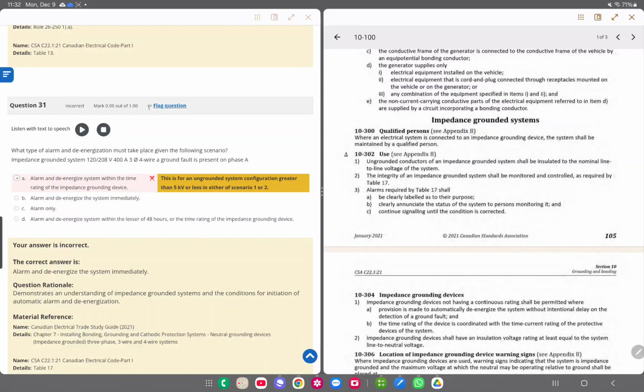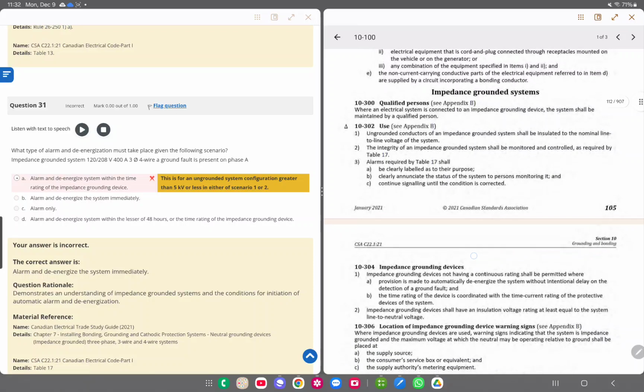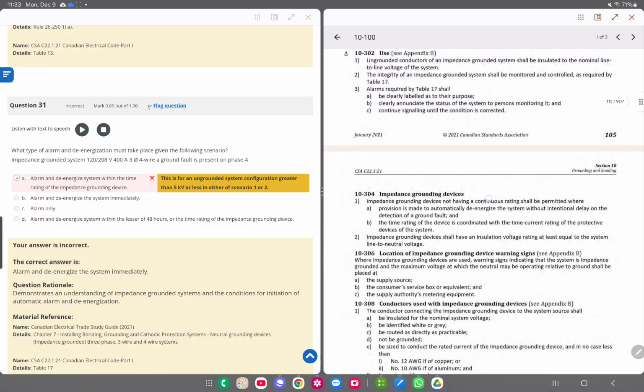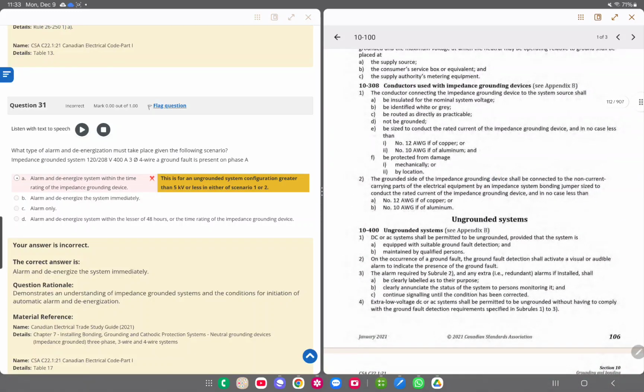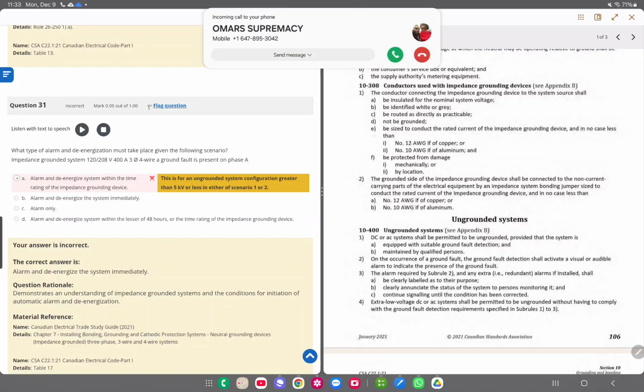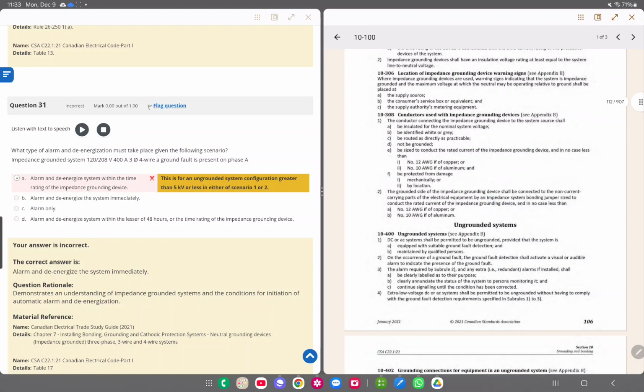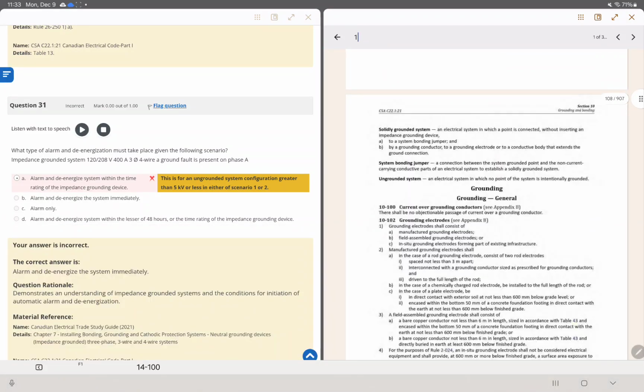What type of alarm and de-energization must take place given the following scenario? We got an impedance grounded system and we got a ground fault is present on phase A. Impedance ground devices. I just want to read a little bit of what's going on in impedance ground system. Impedance ground devices shall. Yeah, so let's go to table 17 and see what's going on.